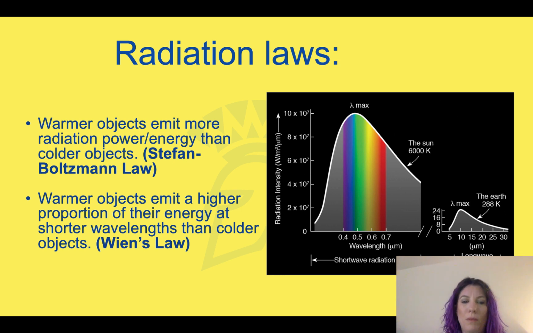The other thing is that warmer objects like the sun emit a higher proportion of their energy at shorter wavelengths than colder objects. You can see right here, this is going to be our shortwave radiation. So this is the sun, 6,000 degrees Kelvin. You can see how most of the radiation that it emits is within the visible spectrum, which is a short wavelength. And then you can see the Earth at 288 degrees Kelvin. It's going to be a lot less. This longwave radiation is going to be between 5 and 30 micrometers, so a lot longer of a wavelength.